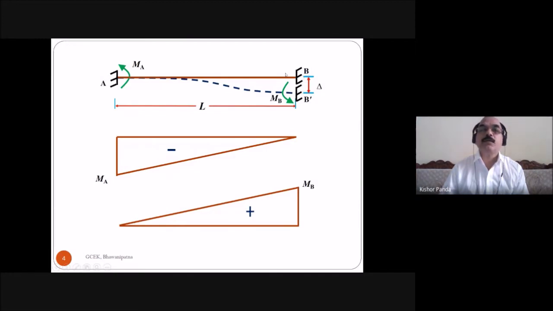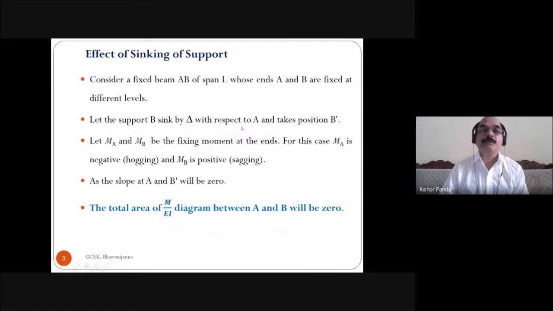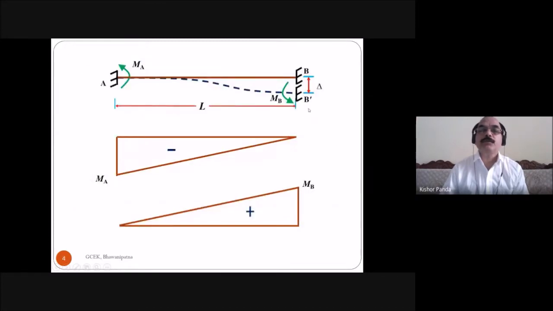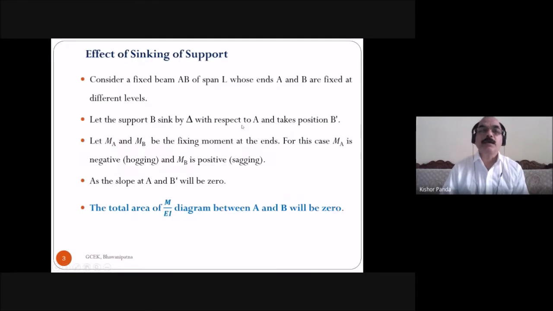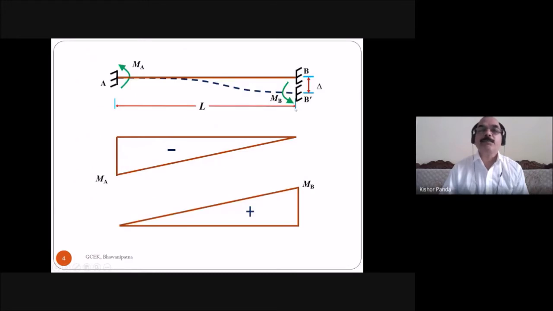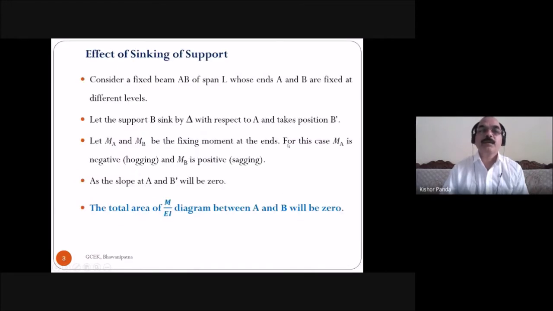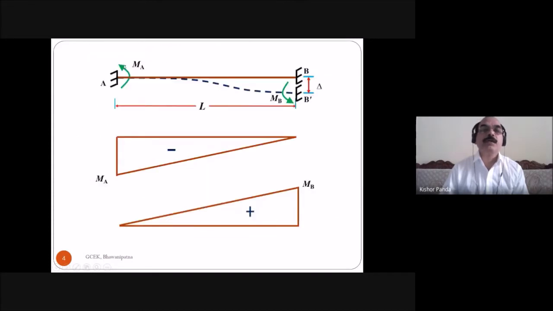This is the original position, and after settlement this is the new position of the beam, B dash. This is the settlement amount delta. Let MA and MB be the fixing moments at the ends. For this case, MA is negative and MB is positive. So here you have to take MA as negative, and this is also anti-clockwise. Here you have to take MB as positive.